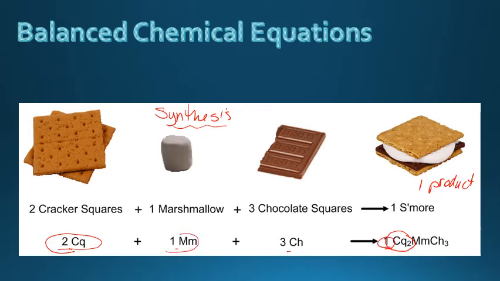See, here I have 1 marshmallow. Over here I have 1 marshmallow. Here I have 3 chocolate squares, 3 chocolate squares. It is a balanced chemical equation.